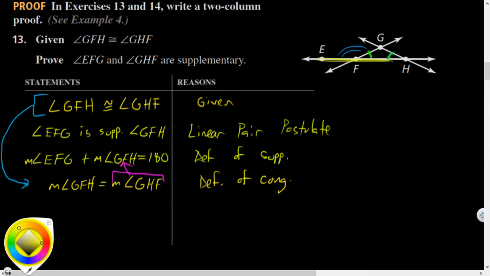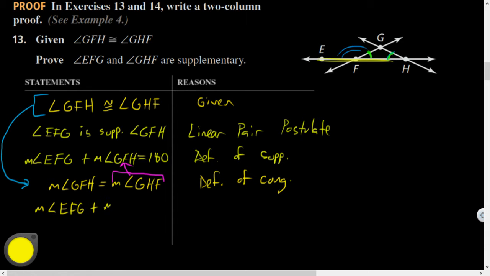So planning out my proof is going to take some time for you guys to get used to as well. But I'm going to say the measure of angle EFG plus the measure of angle, substitute GHF, equals 180. That's subs prop, technically of equality. I'll write it down just for good measure. And because those add to 180, I believe I can end with my proven statement. Question, comment?